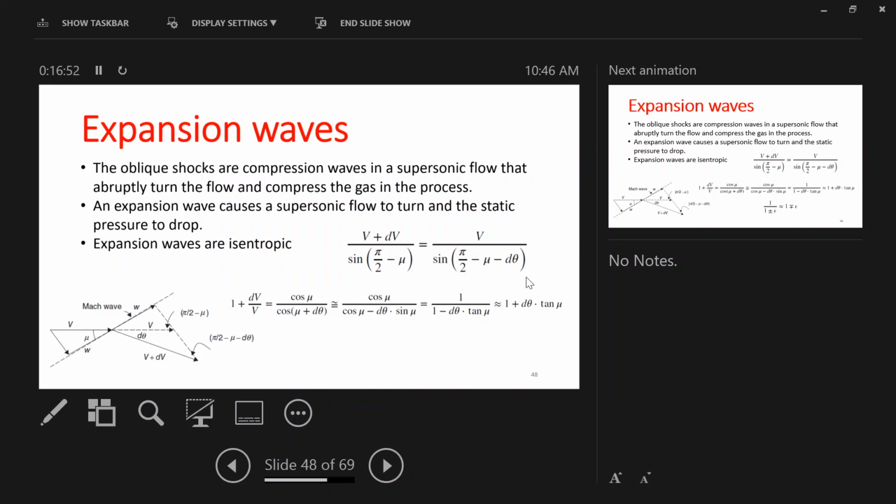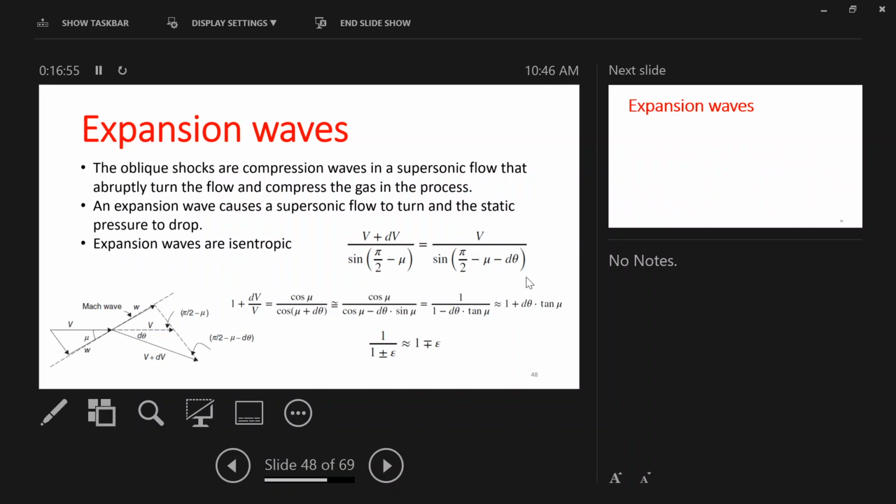We also know that this relationship exists. 1 over 1 plus or minus epsilon, a small value, is roughly equal to 1 minus or plus epsilon. So if you have 1 over 1 plus epsilon, you are going to get 1 minus epsilon, right? So we can actually bring everything to the numerator here and just change this sign to the plus. So we are going to get this final relationship: 1 plus dV over V is equal to 1 plus d theta tangent of mu.